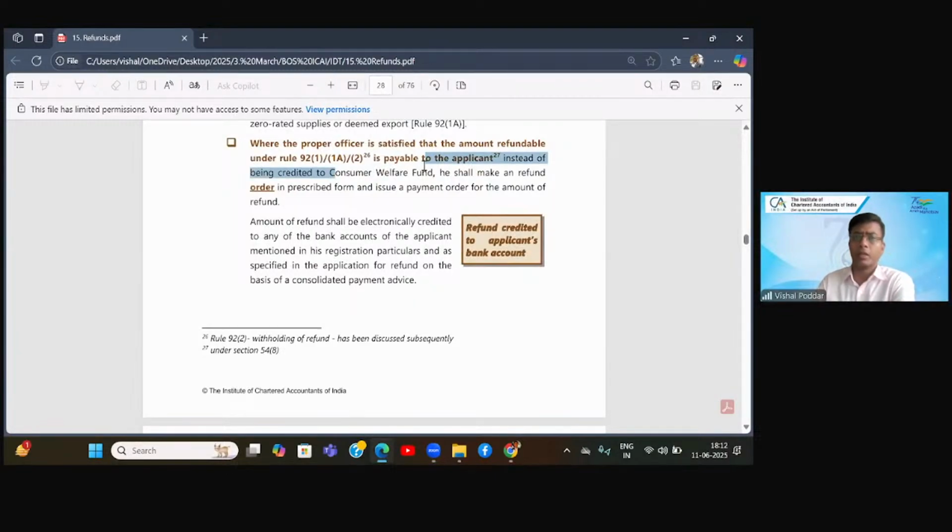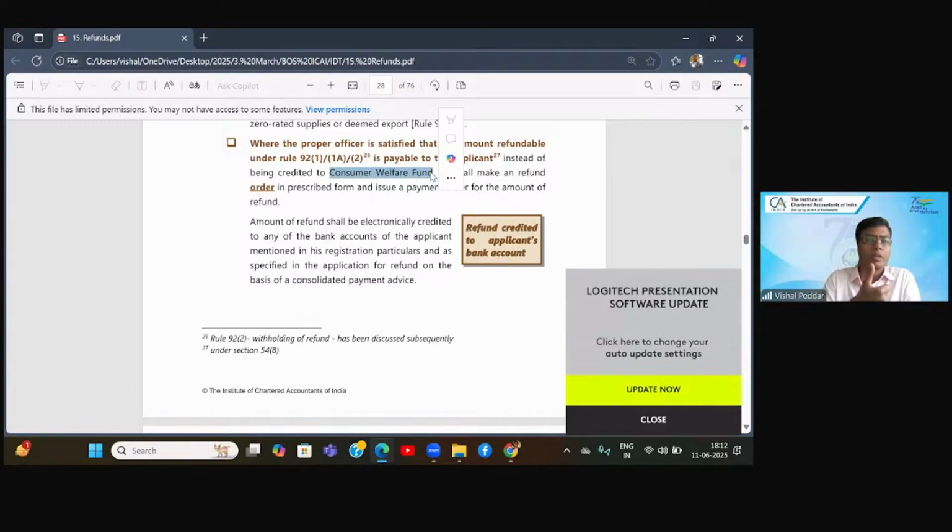Then comes this point, from which we are going to start our discussion today in detail. This is the principle of unjust enrichment. Now, what is this principle? Two things, as I said, you have to do. One, refund is eligible because it is fitting in one of the refund scenarios. And second, you are eligible.